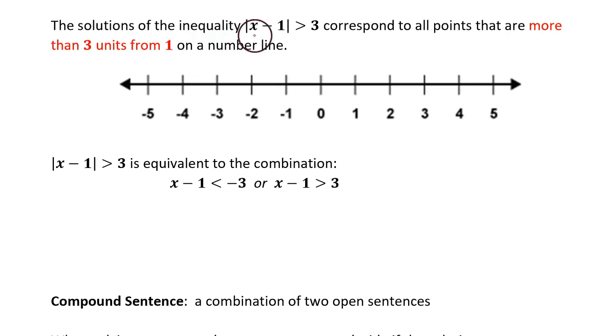The solutions of the inequality, the absolute value of x minus 1 is greater than 3, correspond to all the points that are more than 3 units from 1 on the number line. Let's show that. Here is 1. 1, 2, 3 takes us to 4, and then anything that's farther away than 4 is greater than 3 units away from 1. Now to the left, 1, 2, 3, mark that spot, and then shade everything that's greater than 3 units away from 1.